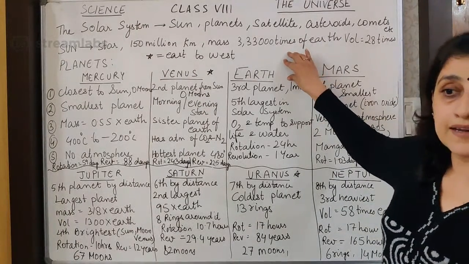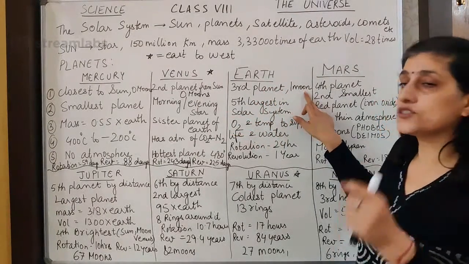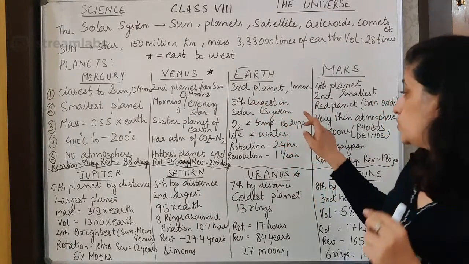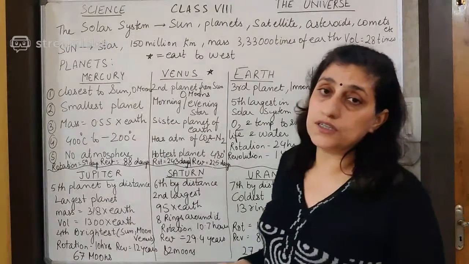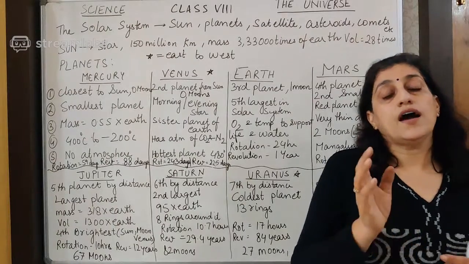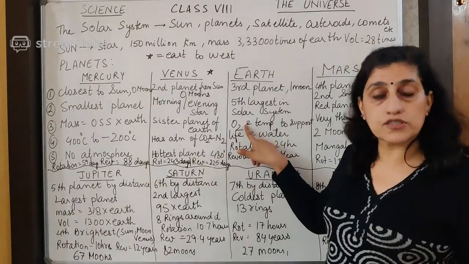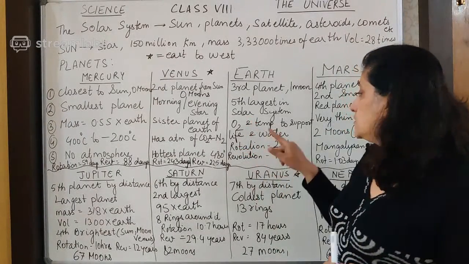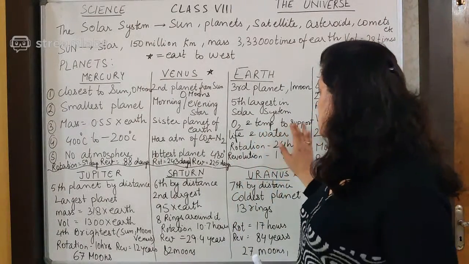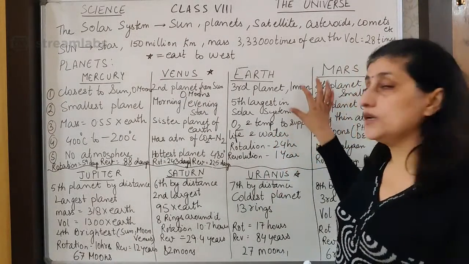Then there is our own planet, the Earth. It is the third planet from the sun. It has one moon. By size, it is the fifth largest in the solar system. You all know much about Earth. You all know the composition of the Earth. Earth has an atmosphere, and the main reasons why life is possible on Earth are these three things: the presence of life-supporting oxygen, the right amount of temperature for all living organisms to survive, and of course life-supporting water. These are the three things which support life on Earth.